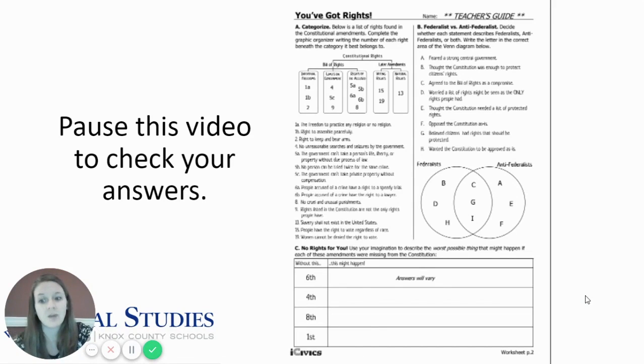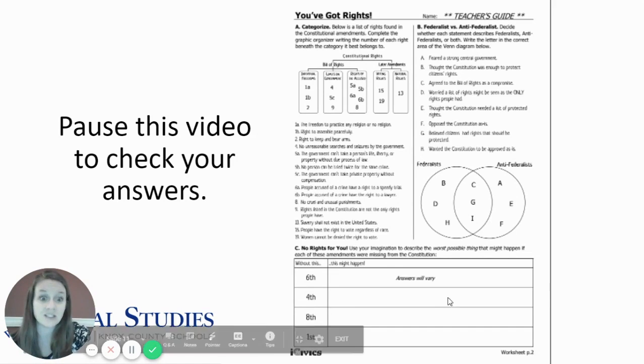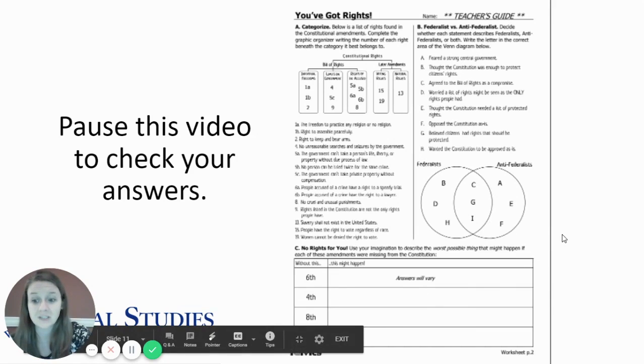You also could have had to imagine what it would be like if we didn't have the protections of our freedoms of speech, press, petition, religion, or assembly. So your answers will vary here. Let's go on to the next one.